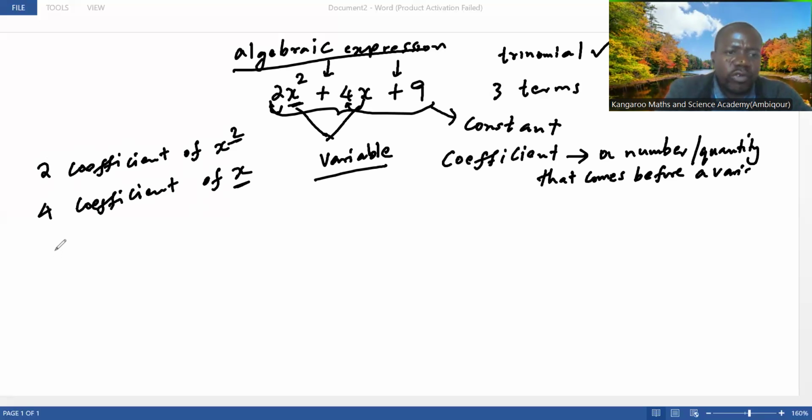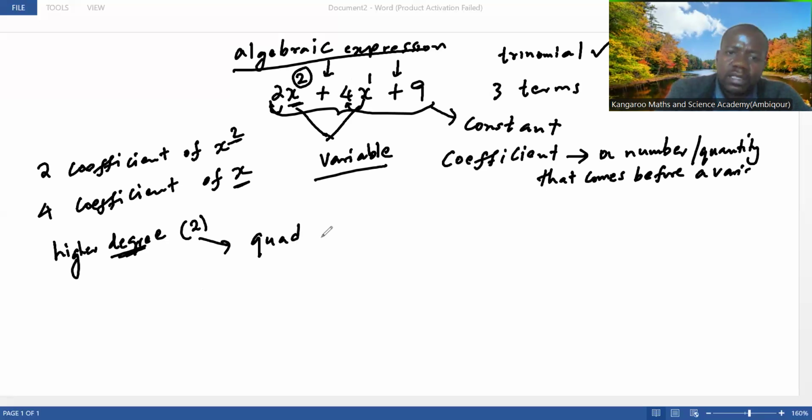And the other one is the issue of knowing the highest degree of the expression. When you talk about the highest degree, we are referring to what is the highest exponent in this expression? This one has an exponent of 2. This one has an exponent of 1. So this one has the highest degree, power of 2. And we know the one that has the highest degree power of 2 is called a quadratic equation.